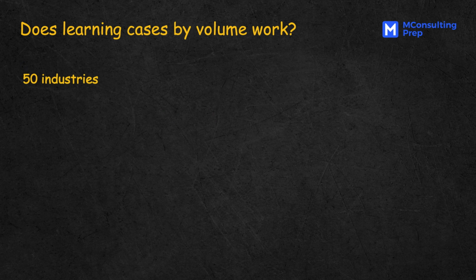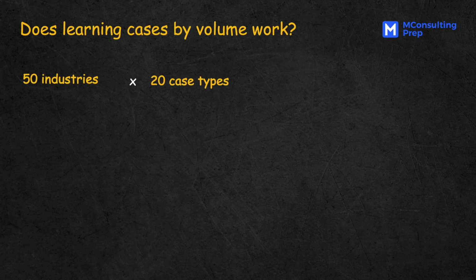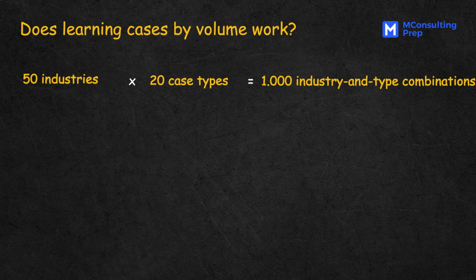For case types, you'll have anywhere from 10 to 30 depending on the site. For example, profitability, growth strategy, M&A, etc. being the most common, but there's also change management, macro analysis, private equity, and so on. Again, I'll take the middle number, so that's going to be 20. 50 and 20 alone don't sound like much until you combine these two numbers. Multiply 50 with 20 and you'll have a whopping 1,000 industry and type combinations.